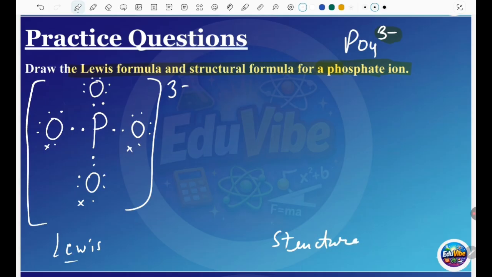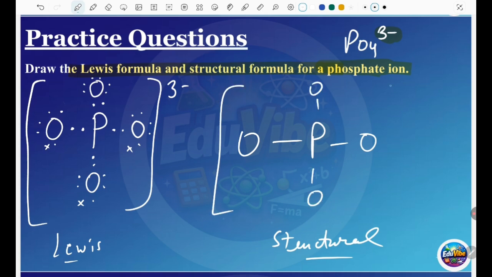For the structural one, we just have to convert the dots into signs, and we have all single bonds, and this is 3 negative. So that's how you can make the Lewis and the structural formula for the phosphate ion. Sometimes you get a more complex one like this, not more than this.